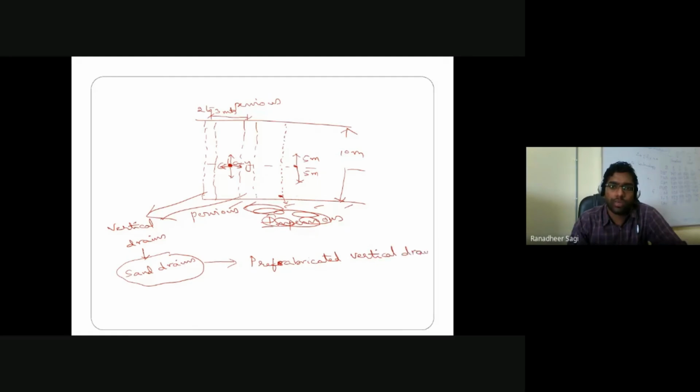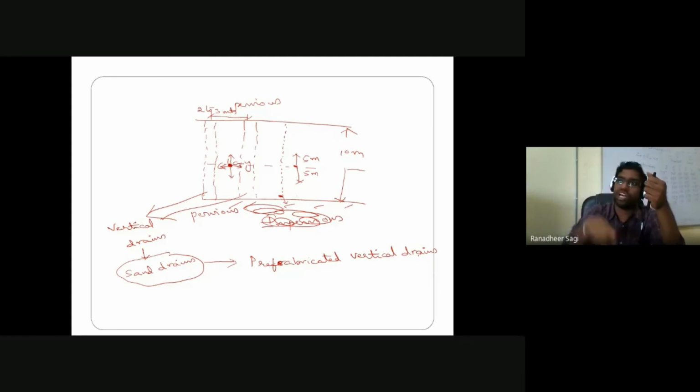Okay, what do these prefabricated vertical drains mean? With the help of some geotextile material, we manufacture a kind of pipe-shaped cross-section material in the manufacturing industry. So we prepare such prefabricated vertical drains, we get that particular kind of pipe. There is a particular instrument to drive those prefabricated vertical drain tubes into the ground.